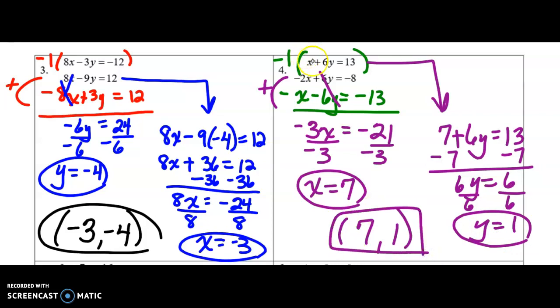Okay, again, if this is 7 and y is 1, 7 plus 6 is 13. This is 7, that's -14, plus 6 times 1 is 6, -14 plus 6 is -8. So we got it. All right, so that is elimination, pretty easy elimination. We just had to get different signs, so I multiplied by -1.